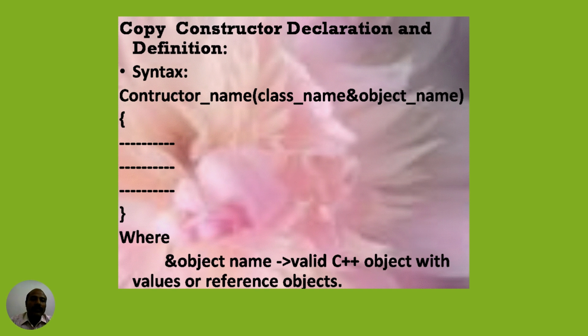Next, this is the declaration and definition for the copy constructor. Here is the syntax, that is the general format. The constructor name, which is the class name, then within brackets the class name, ampersand, and object name, followed by the body of the function. Here, ampersand object name is the reference object. Here we can give the reference objects or values.